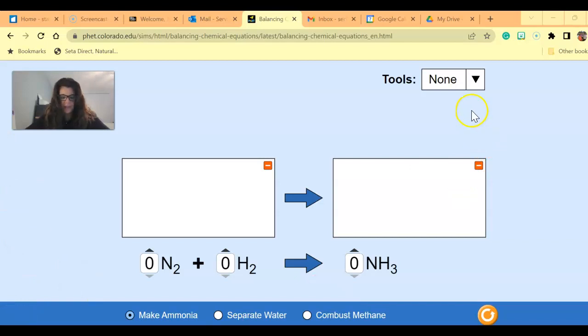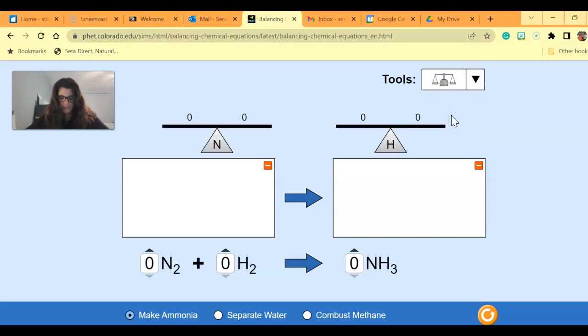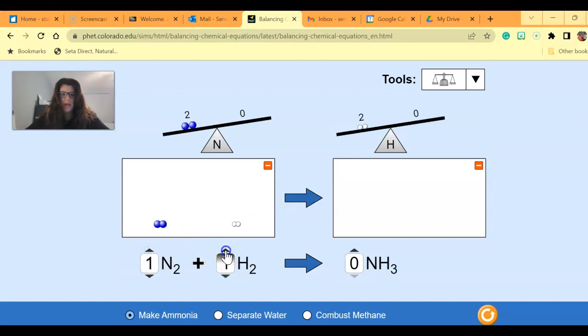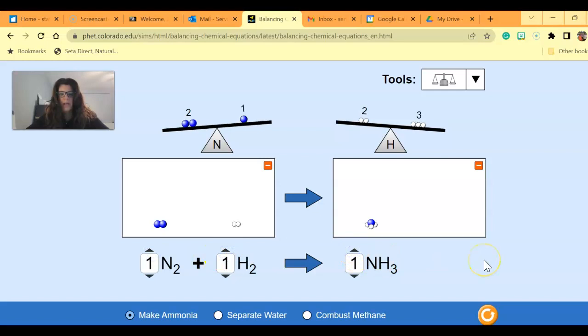So question 5 says, go to this website. This is what you're going to pull up on the website. Go up in the top screen under tools, click on the balance. And then at the bottom of the screen, use the arrows and add one of each substance to the equation. So you're going to add 1 here, you're going to add 1 here, you're going to add 1 here. Okay?